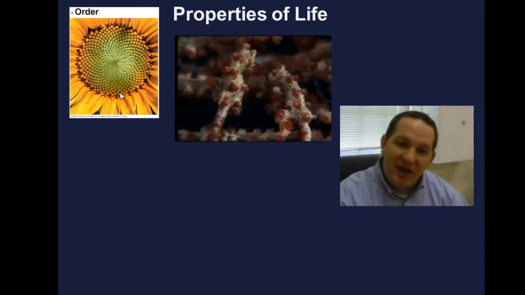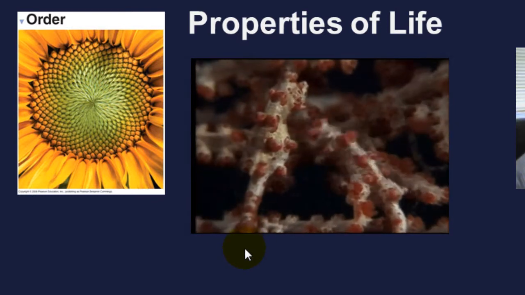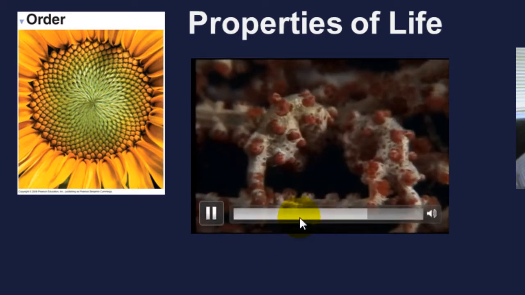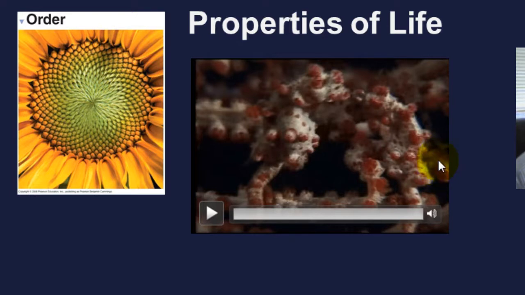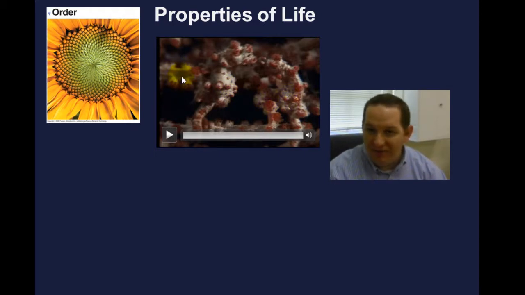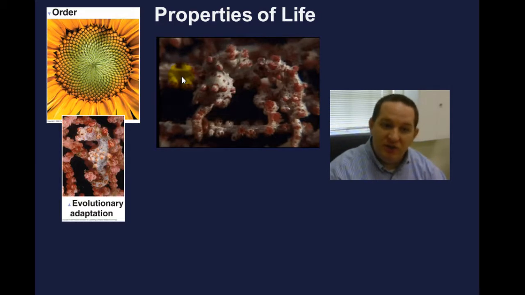Another property of life has to do with evolution. As you can see here in these pygmy sea dragons, they blend in very well with their background, with the coral behind them. And so this is an example of natural selection at work. The camouflage from these particular sea dragons has allowed them to blend in so well that predators can't see them, or they can also lure in prey to eat. So that brings us to our second property of life, which is evolutionary adaptation.